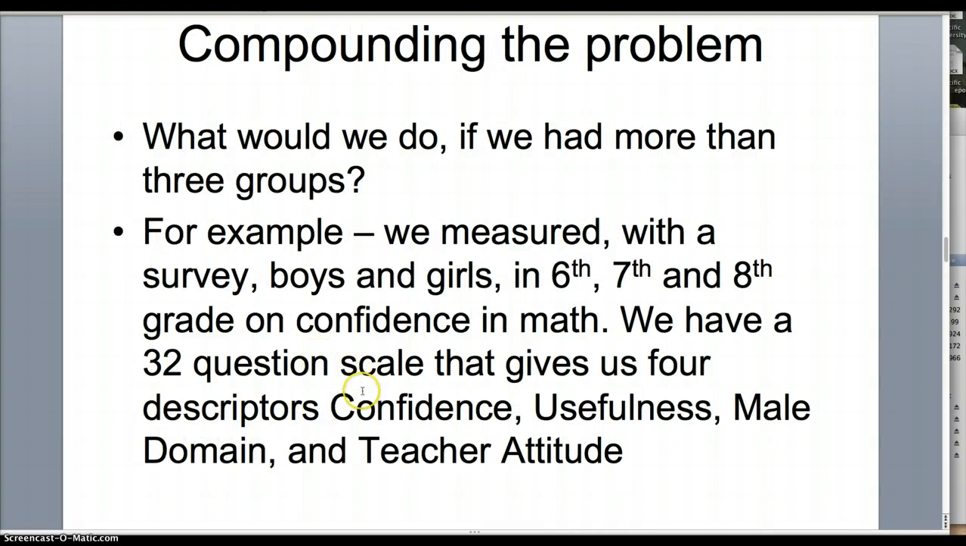Now let's have another hypothetical situation. What if we had more than two groups? If we had three groups or more, and it was interval ratio data, then we do an ANOVA. So let's look at this example.